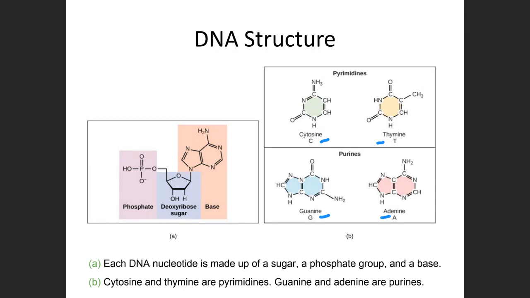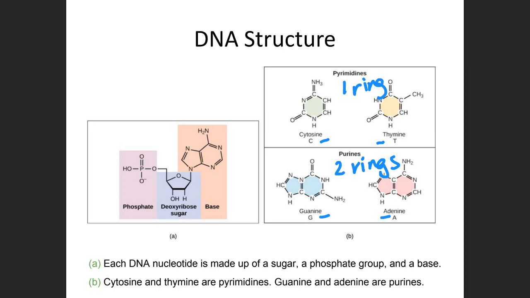And I'm sure you see that the pyrimidines are each one ring, and the purines are two rings. Before they'd figured out the structure of DNA, they knew that it was made up of these four bases, but they didn't know exactly how. They didn't know if it was one strand or two strands; three strands was a theory.